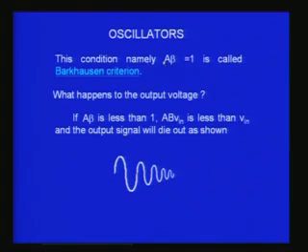This condition, A beta equal to 1 in an amplifier with positive feedback for generating oscillation, is called the Barkhausen criterion. Now what happens to the output voltage for different values of A beta? If A beta is less than 1, then A beta V in is less than V in and the output signal will slowly die out, and that is what is shown here. The initial sine wave keeps on decreasing.